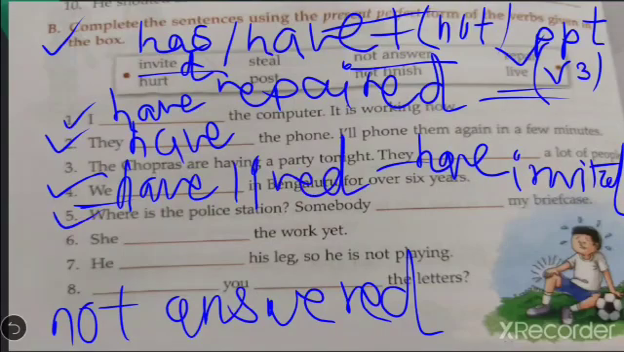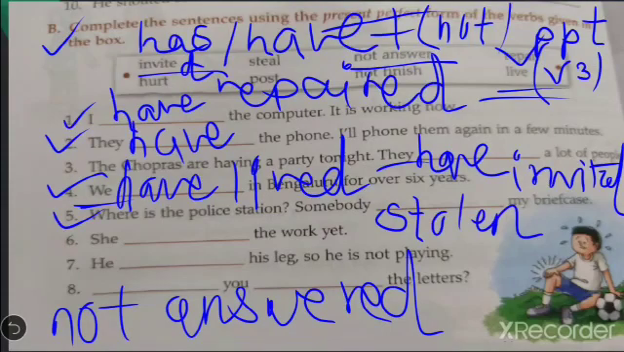Look at number 5. Where is the police station? Somebody dash my briefcase. So here, somebody has stolen, steal. The past participle form of steal is stolen. Somebody has stolen my briefcase.